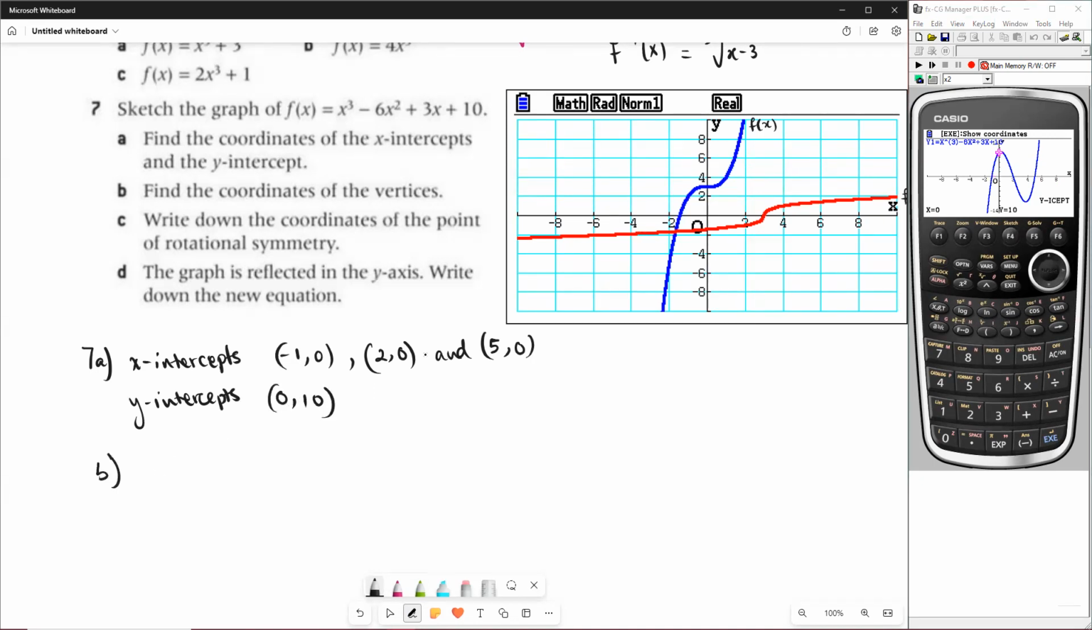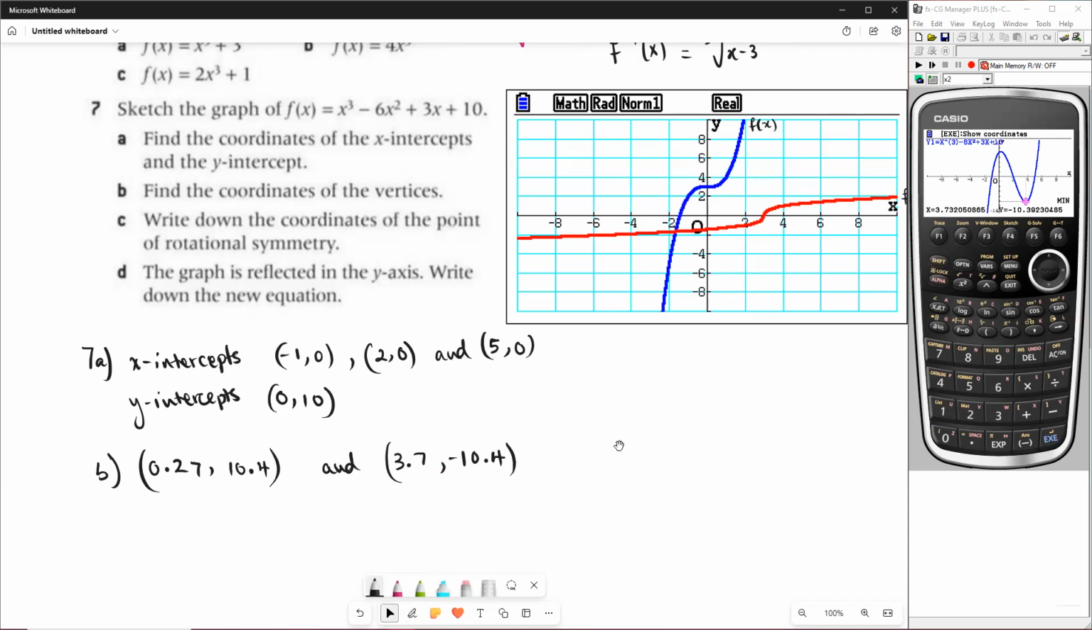Then it says find the coordinates of the vertices. So again, you go to your calculator, you look for the maximum and the minimum. So the maximum is at 0.27 and the y coordinate is 10.4. I am rounding off, and the minimum is at 3.7 and negative 10.4. So that's the maximum and the minimum.